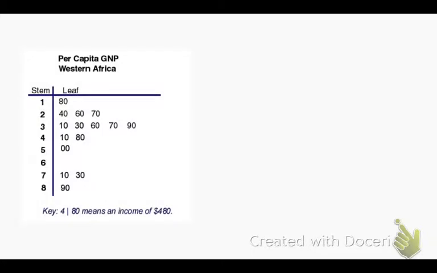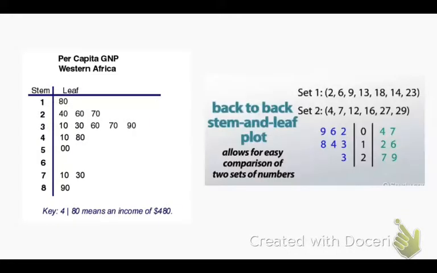So again, it is important to look at the key. In this example, these values actually represent hundreds, right? So 4 and then the break and then 80 would be 480. So that first line of the stem and leaf plot there would be 180, which is why it is important to read the key at the bottom of your graph.